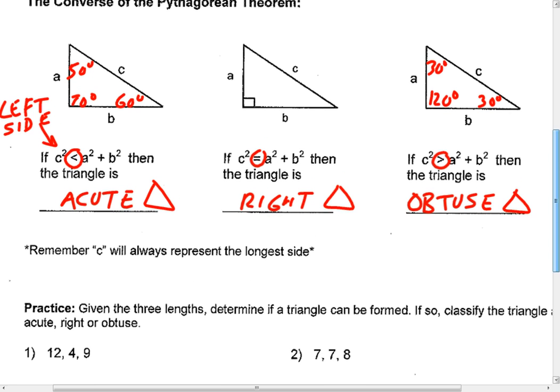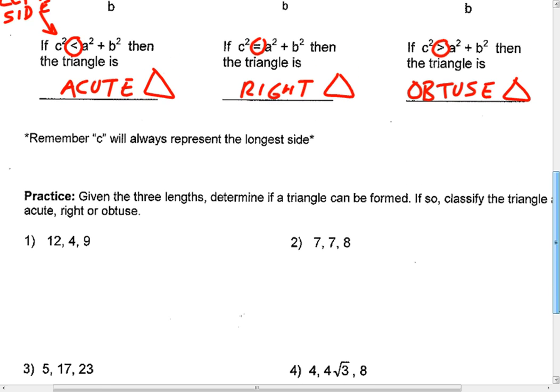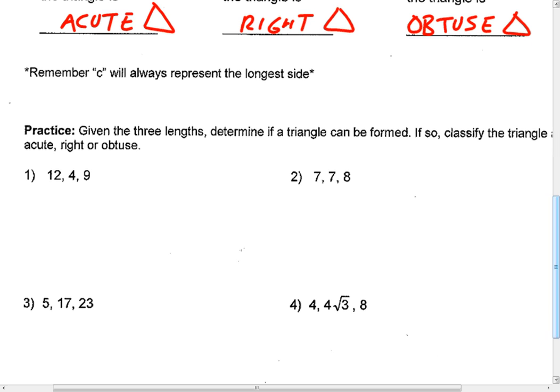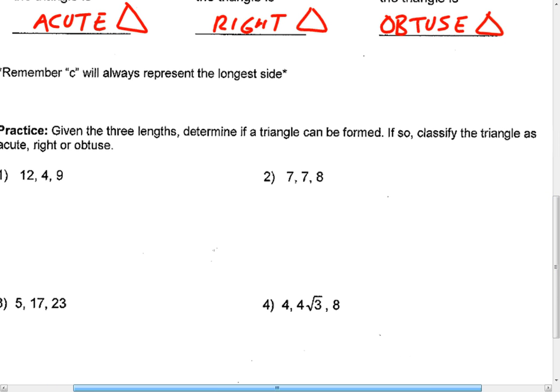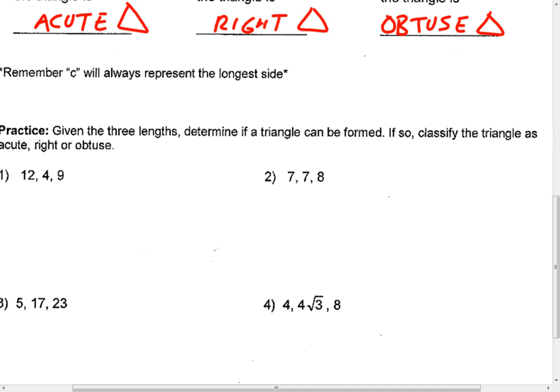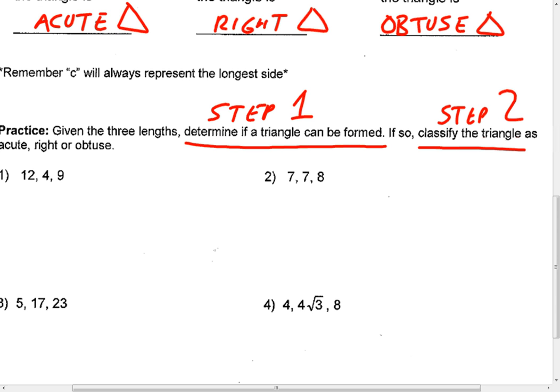Don't forget everything you've done up until this point. If you look at the directions for this next section of 4 problems, there's a step 1, and then there's a step 2. That implies that there's 2 things that you have to do. Back in chapter 5, if I handed you 3 lengths, like 12, 5, and 9, how would you tell if it formed a triangle at all?